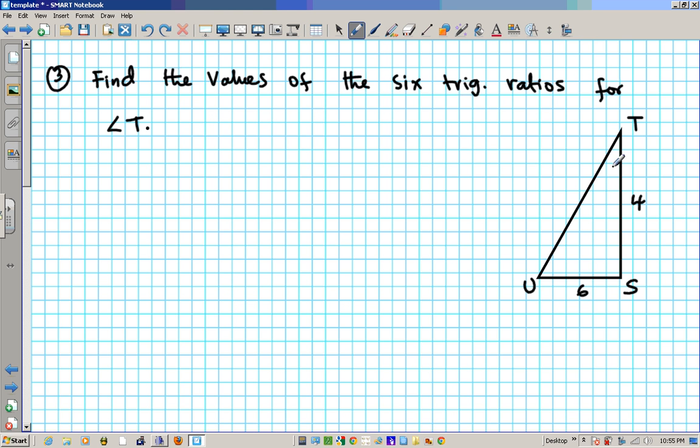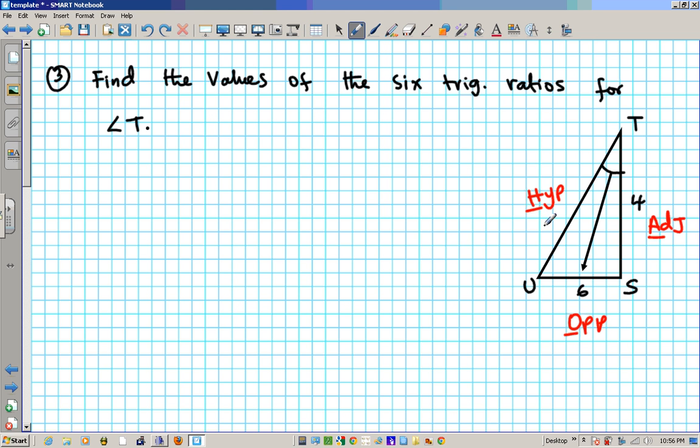Now, since angle T is a reference angle, I'm going to mark this right here as a reference angle. So that tells me that relative to this angle, this side right here is going to be opposite. Okay, so this is your reference angle because that's what we're finding the ratios with respect to. So this becomes your opposite. It's O. This is your hypotenuse. That's H, and this is your adjacent. The other side, that's A.